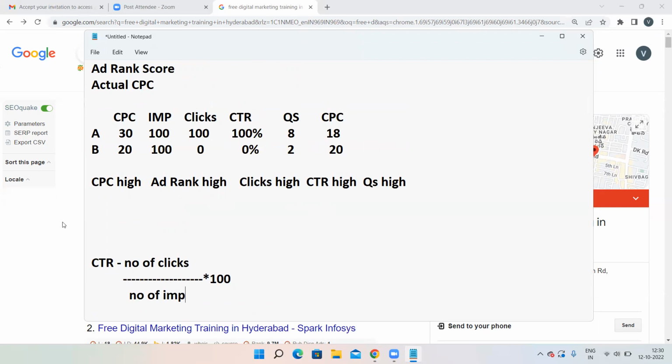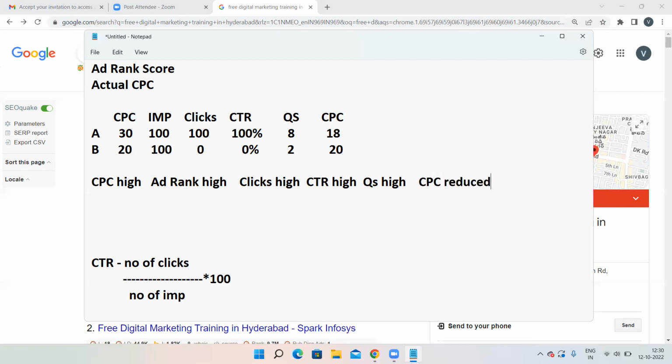And in case you're appearing in the first top positions, obviously people will be clicking on top advertisements. So your clicks also will be high. Once your clicks are high, your CTR also will be high. And if your CTR is high, your quality score will be high. Then your CPC will be automatically reduced by Google.